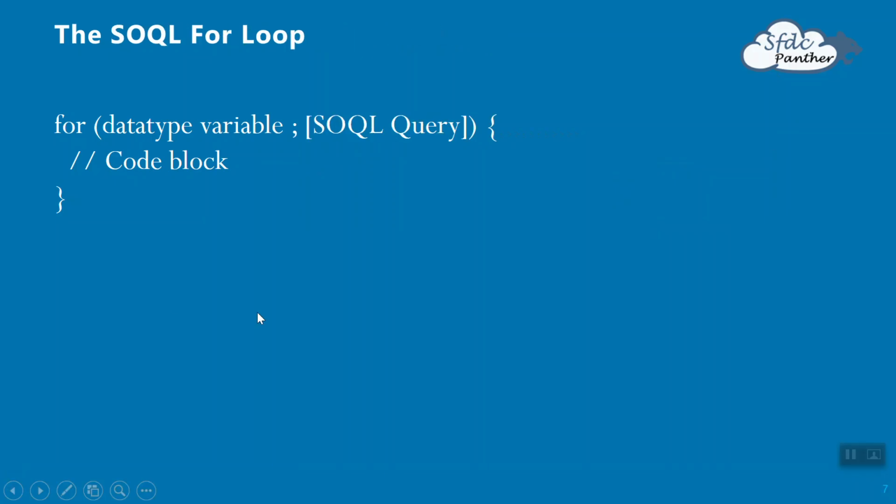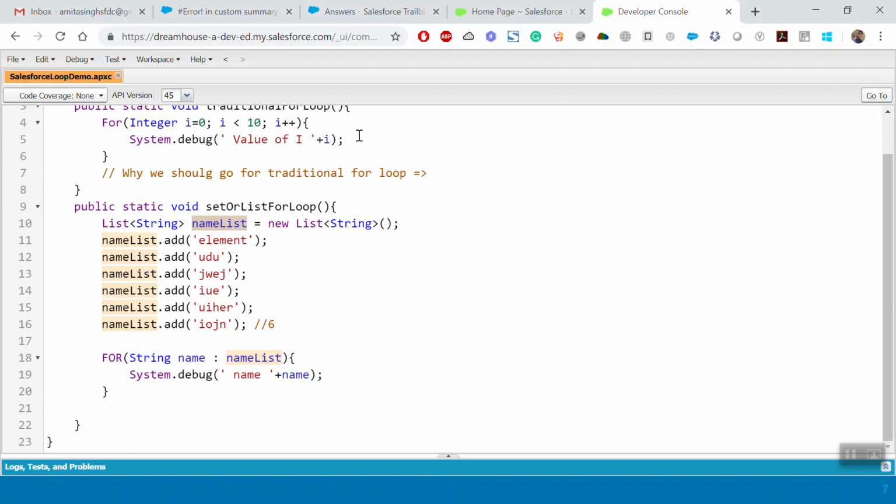So next we have the SOQL for loop. It is similar to the iteration for loop, but the only difference is that whatever SOQL query we want to use will be inside this. Instead of a list of strings, here we will put the SOQL query. So how it will work, let me show you.